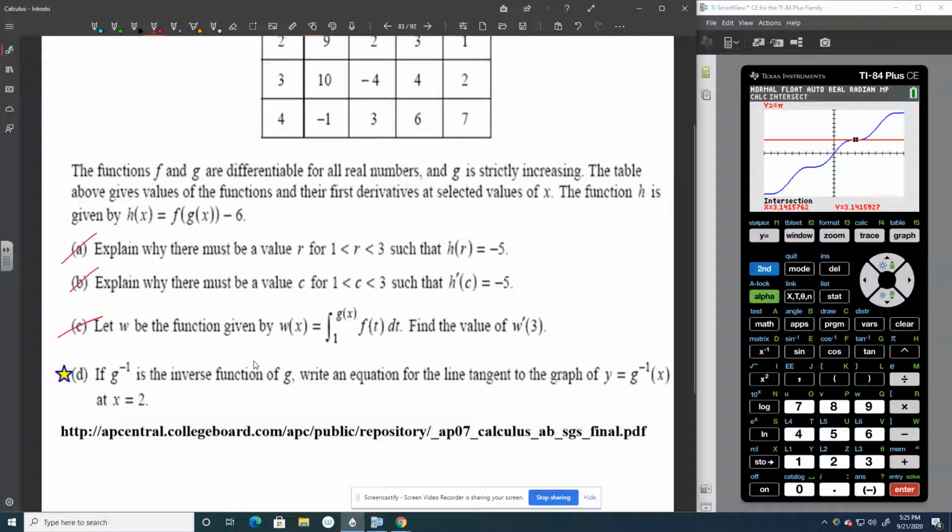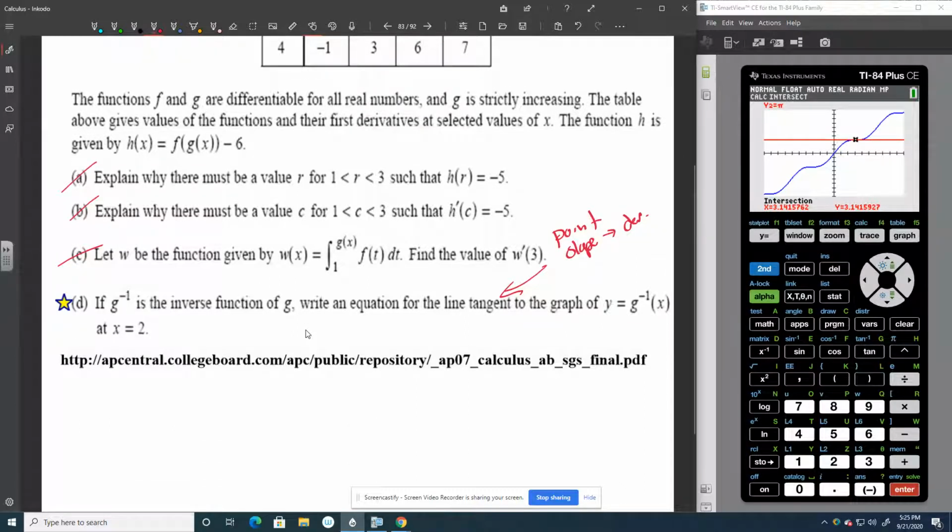So remember, to come up with the equation of a tangent line, we need a couple of things. We need a point and we need a slope. We use the derivative to find the slope. It wants us to find the tangent line for the inverse function when x is equal to 2.